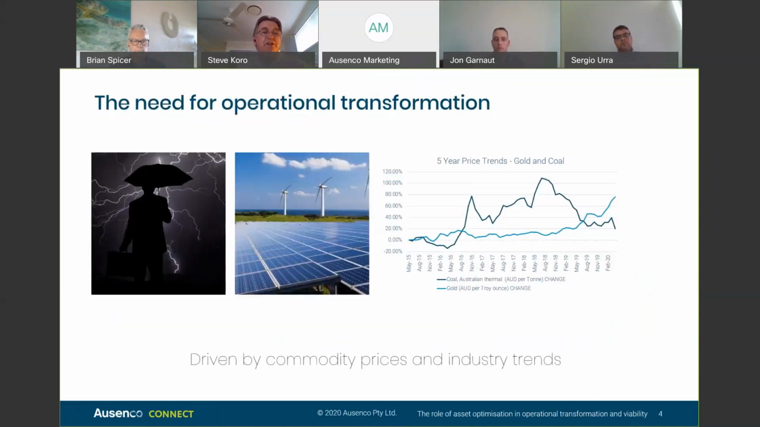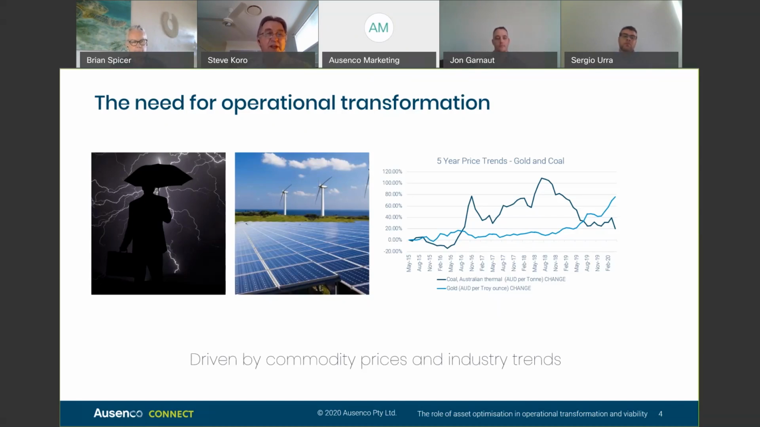So why is transformation necessary? There are many factors, both internal and external, which drive the need for transformation. A couple of examples. Businesses are exposed to social and political pressures, and we've got a picture there of wind turbines, and the conversion from fossil fuel energy production to renewables production. If your business is in the energy business, how are you going to cope with that? Which side are you on?